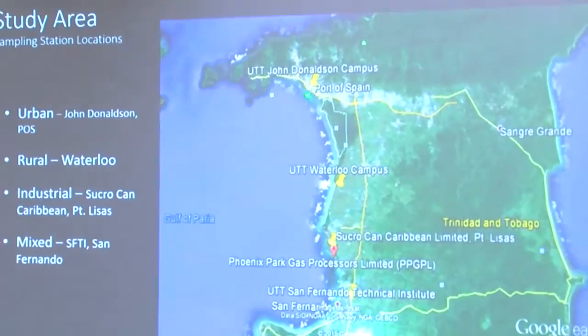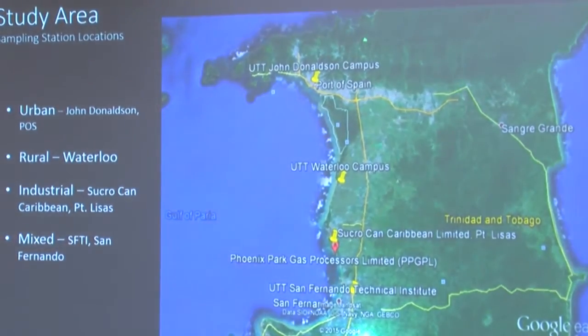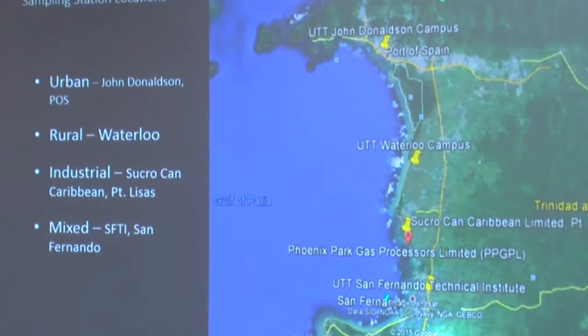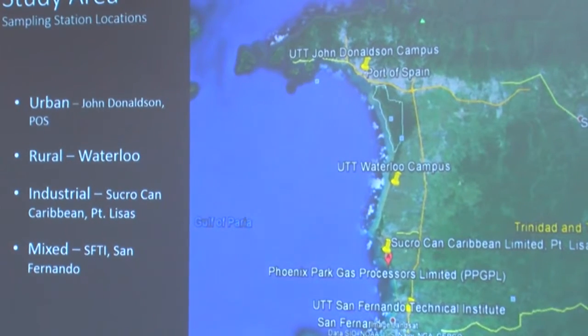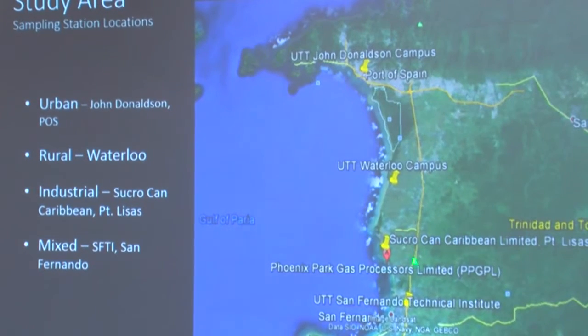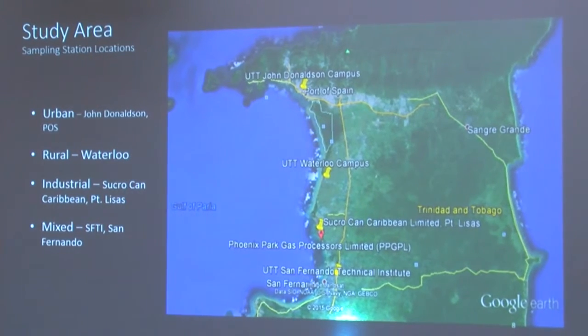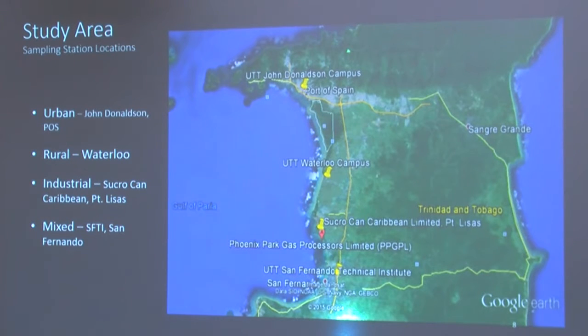This is just a map to show you where the locations of the stations are. My urban station is in Port of Spain, and 3 of them are located on UTT campuses, and 1 is not. The John D campus in Port of Spain is my urban station. The rural station is at UTT Waterloo. My mixed land use station is at SFTI in San Fernando. And my industrial site is located on the Caroni Limited lands, Sucrocan Limited, the company just adjacent and south of the Point Lisas Industrial Estate. And there's a story to go with that, and I'll tell you later in the presentation.